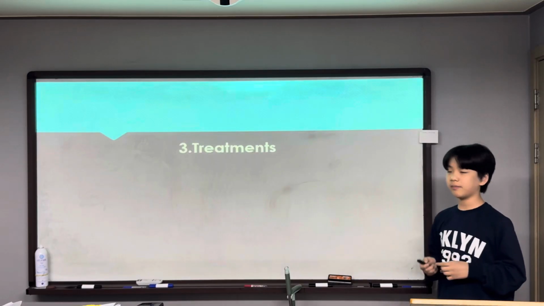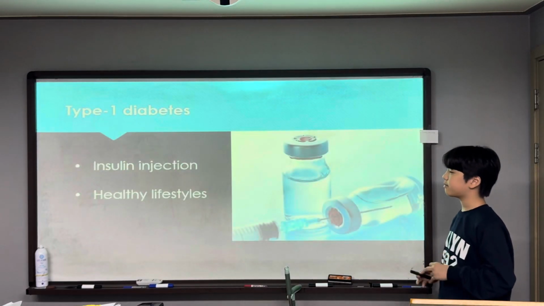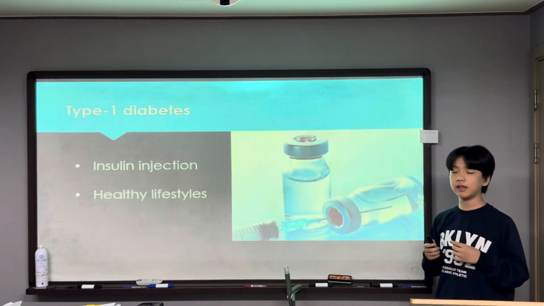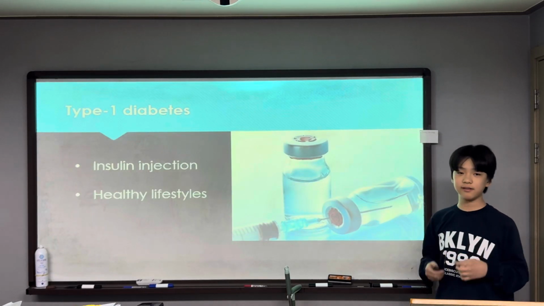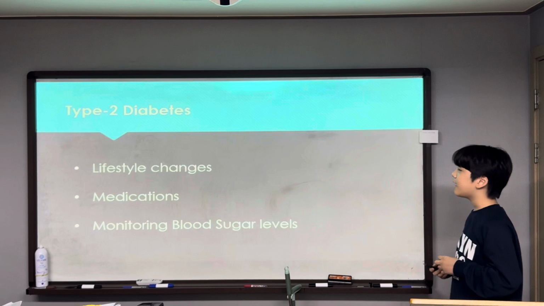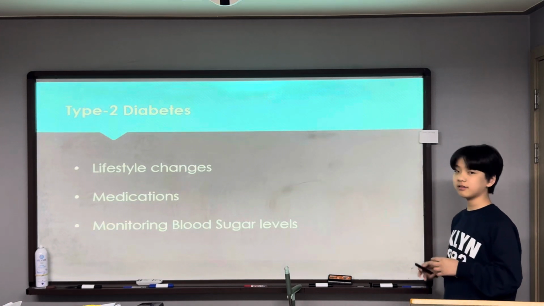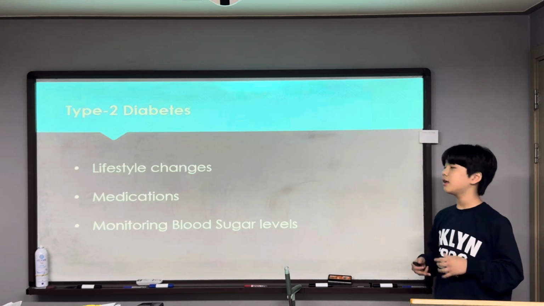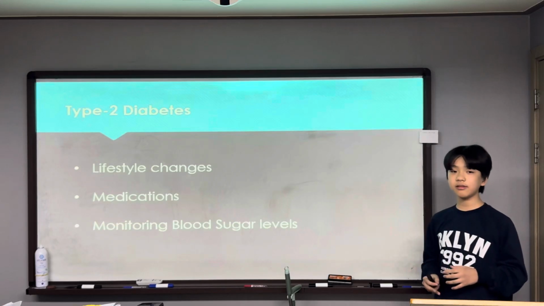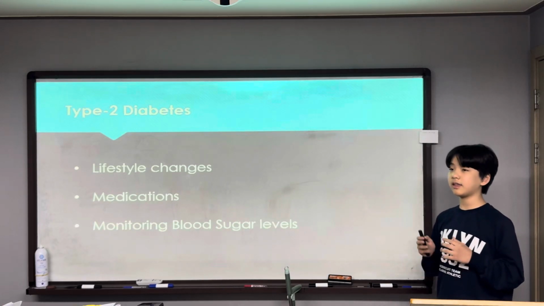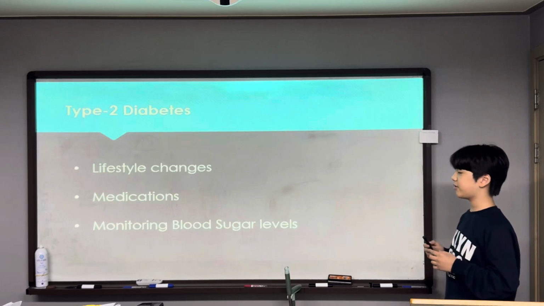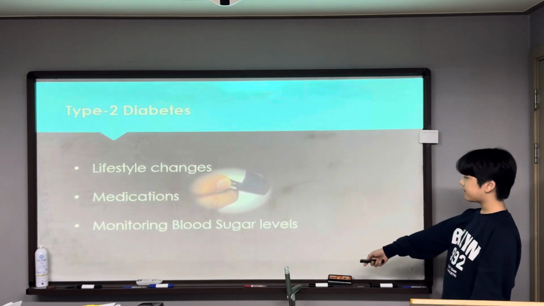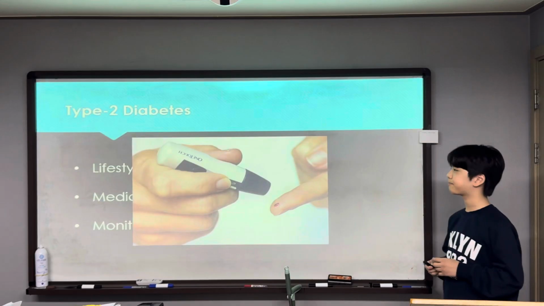And third is treatments. For type 1 diabetes, since our body cannot produce enough insulin, insulin injection is one way, and you should also keep your lifestyle healthy. And for type 2 diabetes, lifestyle change is also important, such as changing your diet. And medications also help, such as insulin injection like type 1. And lastly, you should monitor your blood sugar levels like this person is doing on his or her hand.